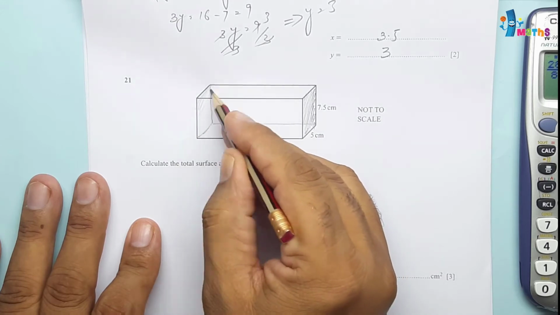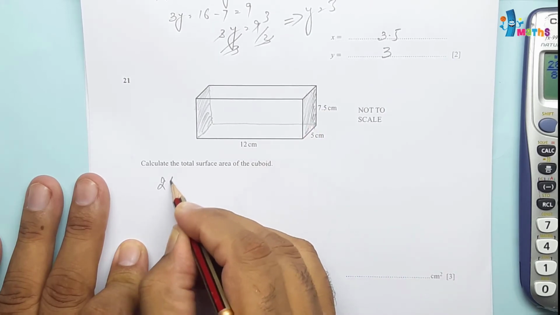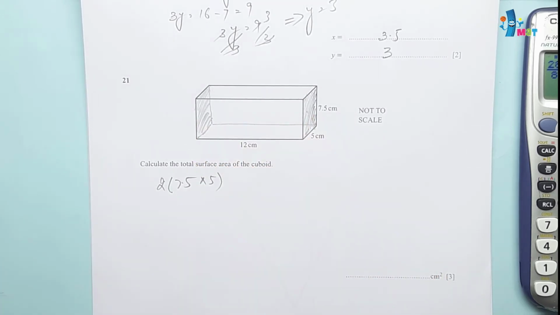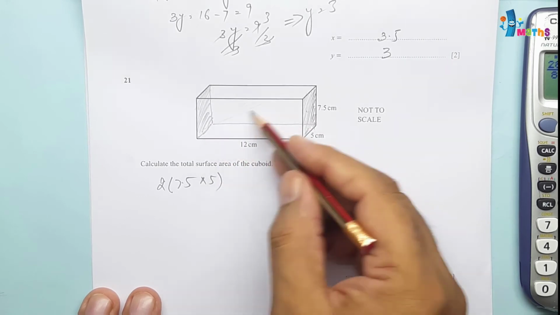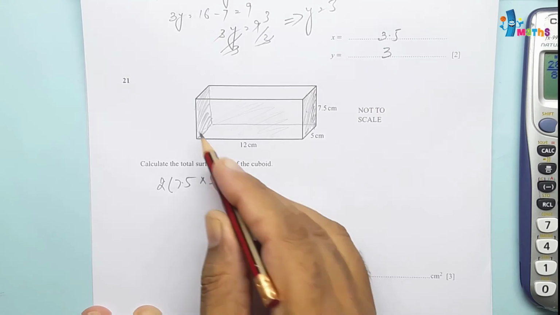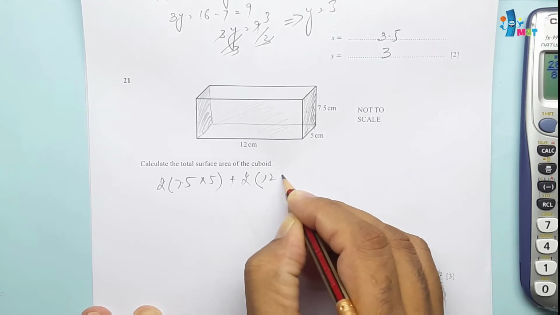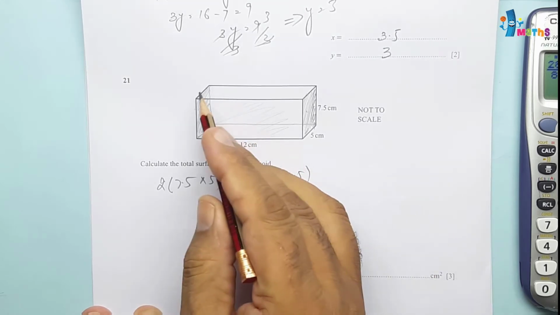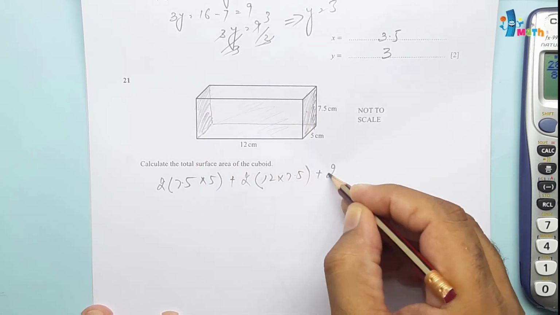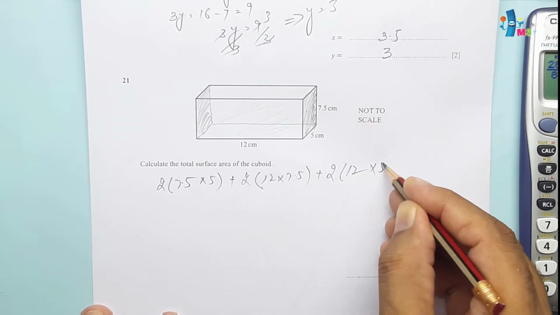So this opposite side will also be the same measurement. So we can write 2 into 7.5 multiplied by 5. So these will be two sides. Then we have this front portion and the opposite back portion also. The front side is 12 multiplied by 7.5, so 2 into 12 multiplied by 7.5, and top and bottom will be 2 into 12, this side, multiplied by this side, which is 5.